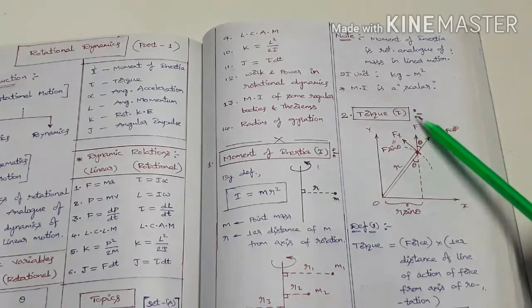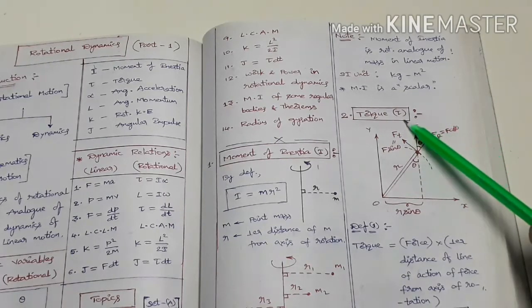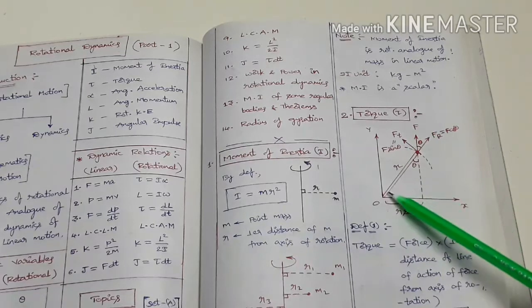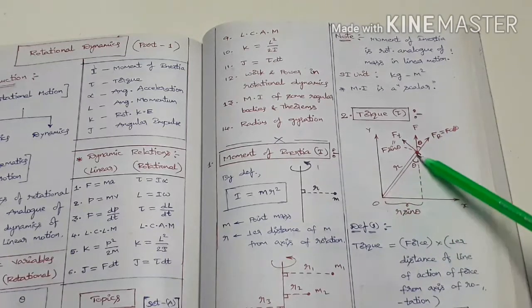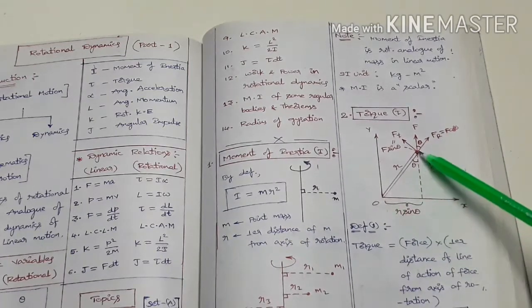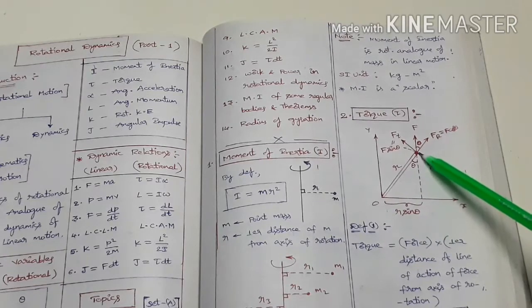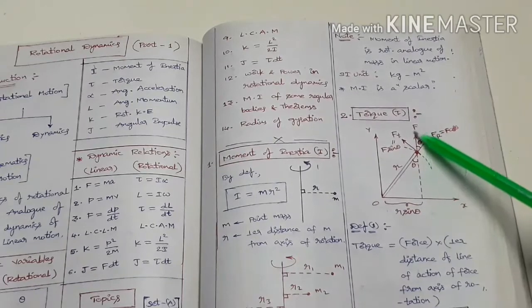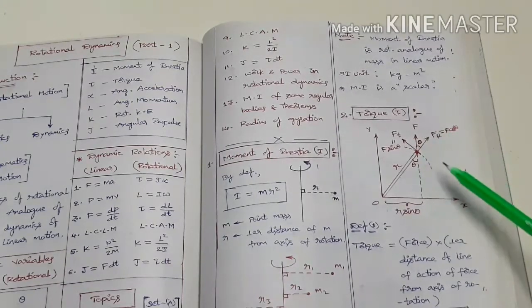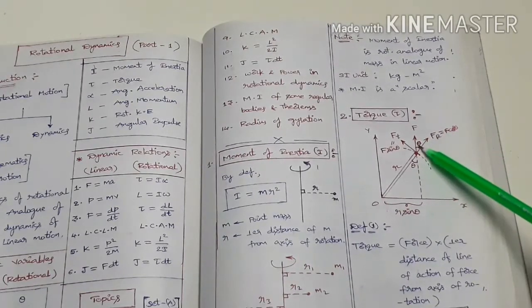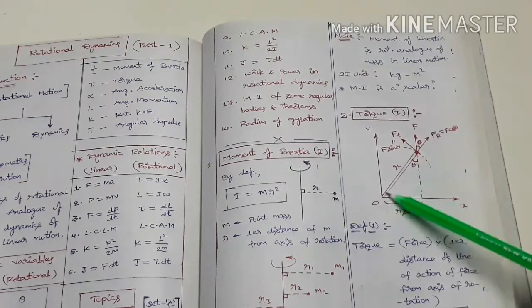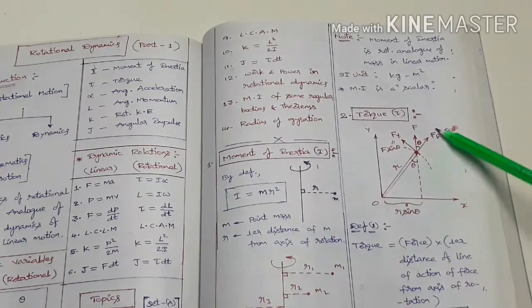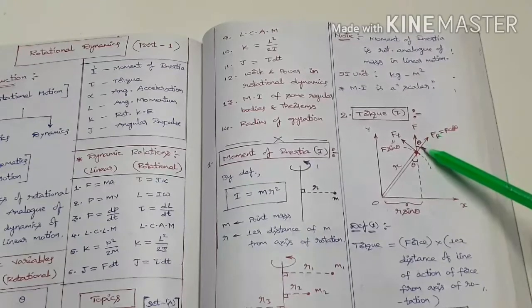Okay, next one is torque. The torque symbol is tau. Suppose let us consider a massless rod here, at the end of which a point mass m is attached. On this, let us apply a force F in this direction, such that this force F makes an angle theta with the radius vector. This is the radius vector. Let us extend this in this direction. So this force makes an angle theta here.